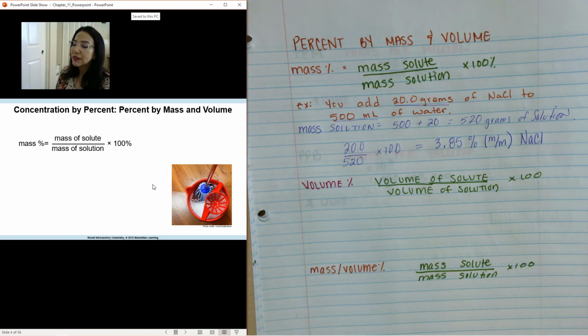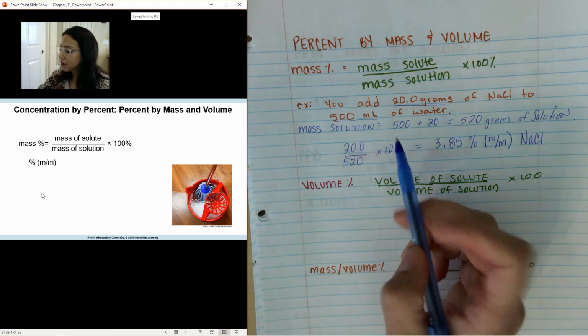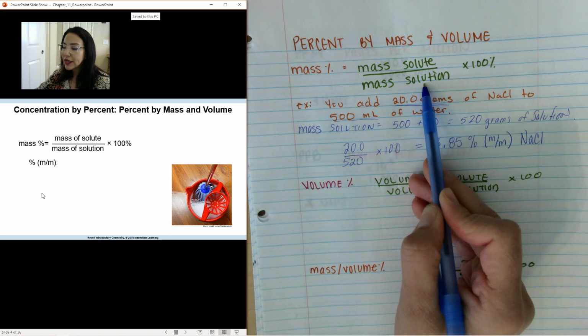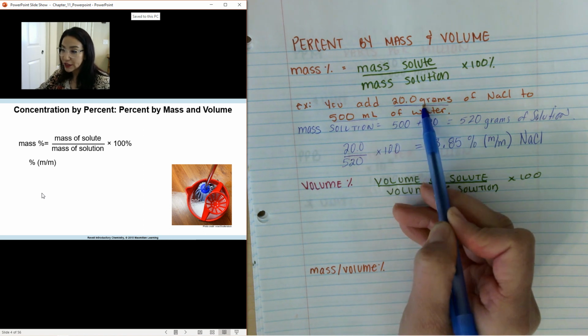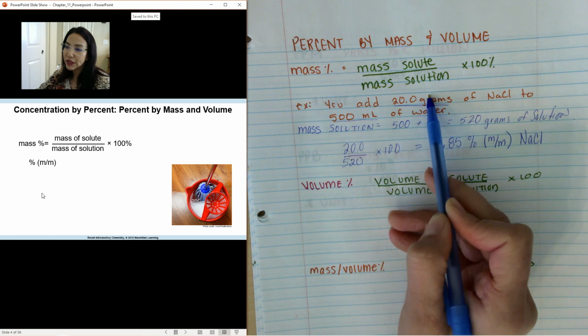So it's mass per mass. It's actually very simple. It's the part over the whole. The tricky thing is that you have to make sure you're taking the mass of the solution, not the mass of the solvent. So you do that by adding them together.